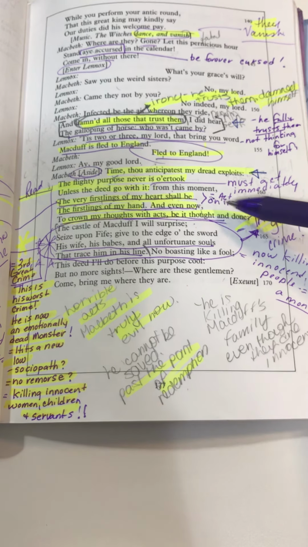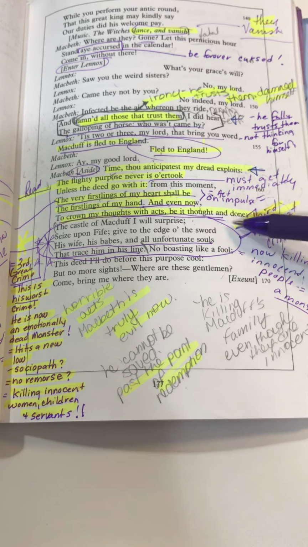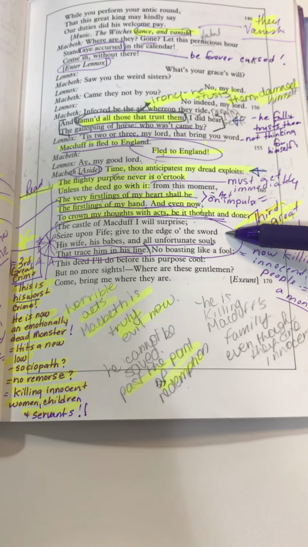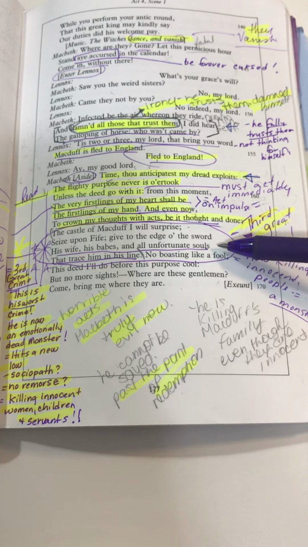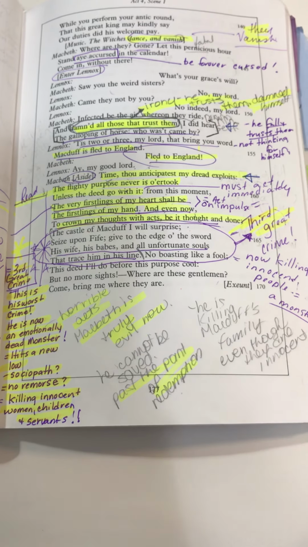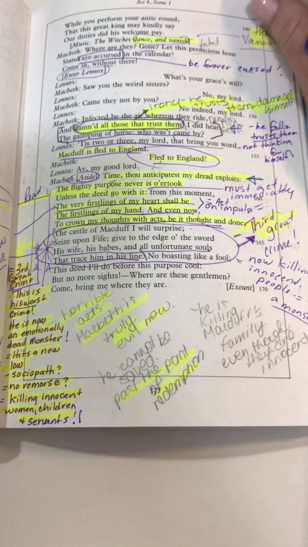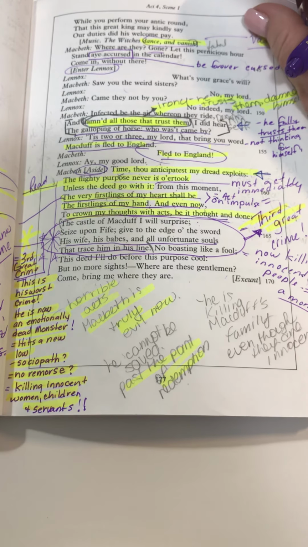And even now, to crown my thoughts with acts, be it thought and done. The castle of Macduff I will surprise, seize upon Fife, give to the edge of the sword his wife, his babes, and all unfortunate souls that trace him in his line. No boasting like a fool. This deed I'll do before the purpose cool. But no more sight. Well, these gentlemen, come bring me where they are.